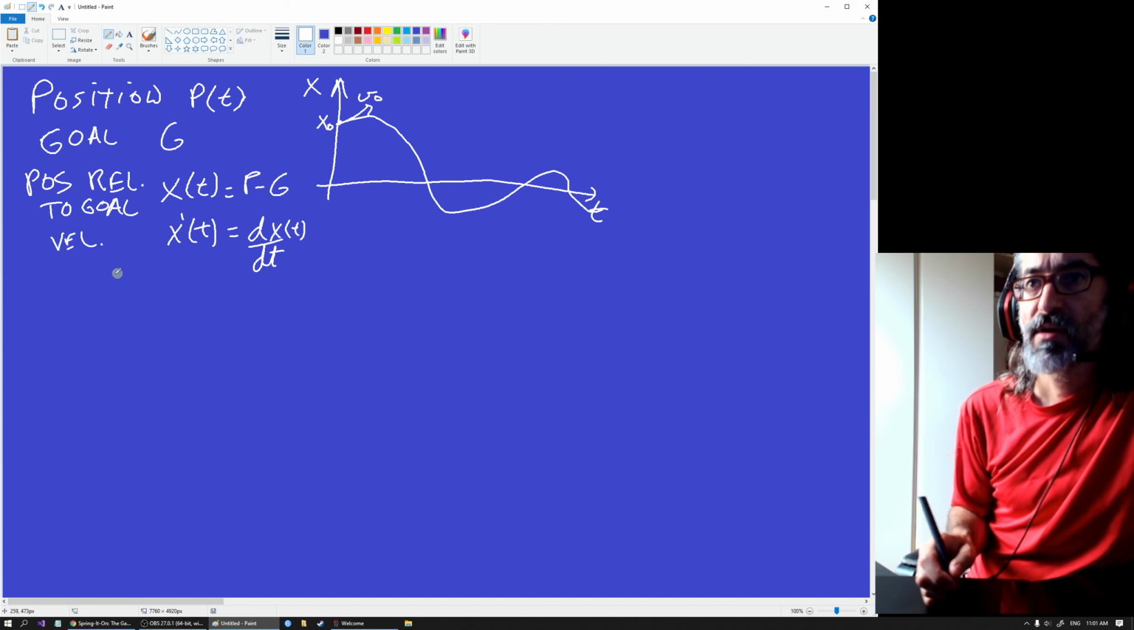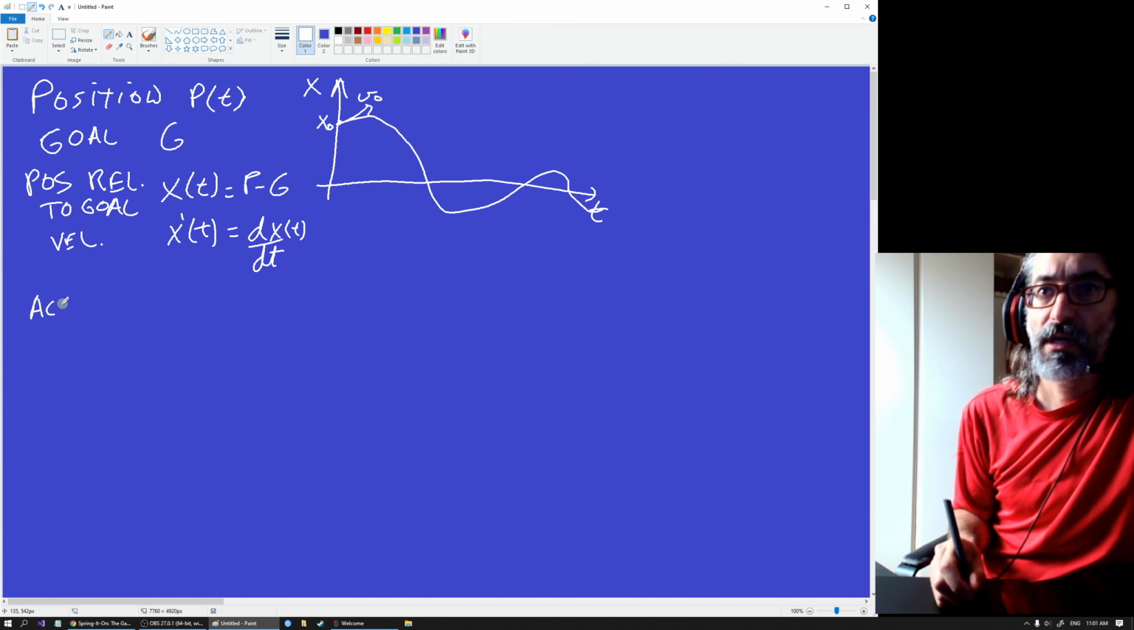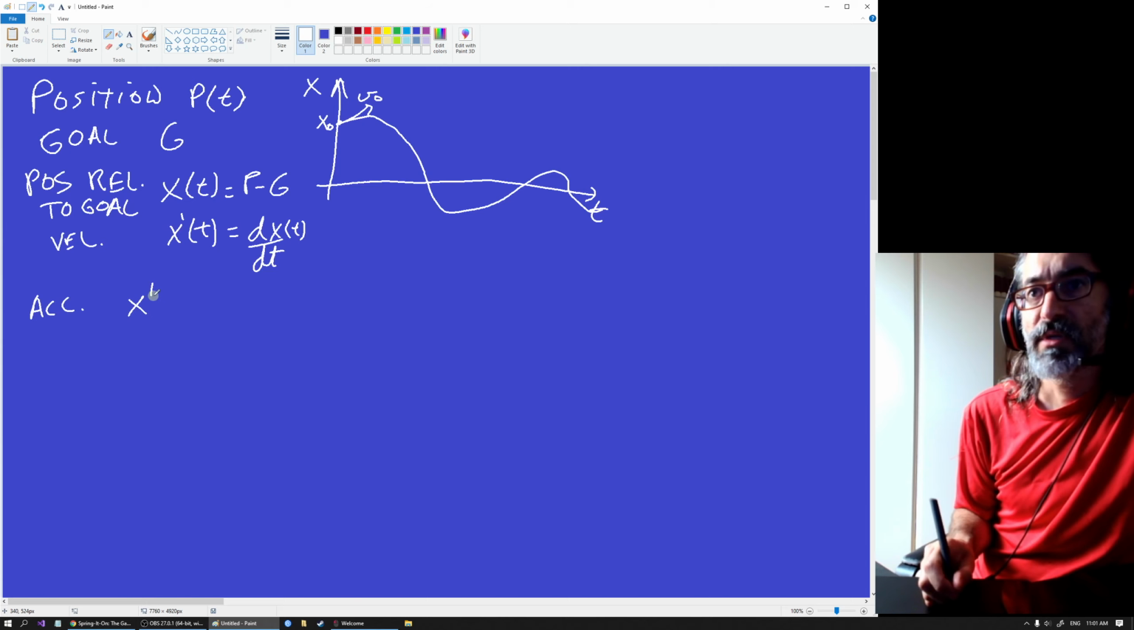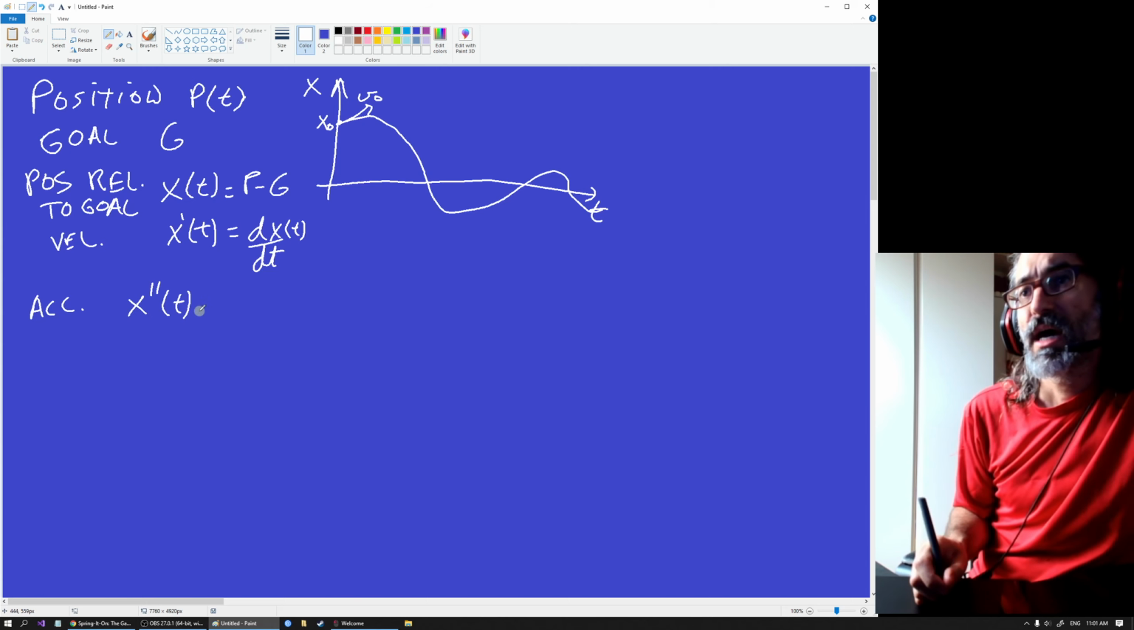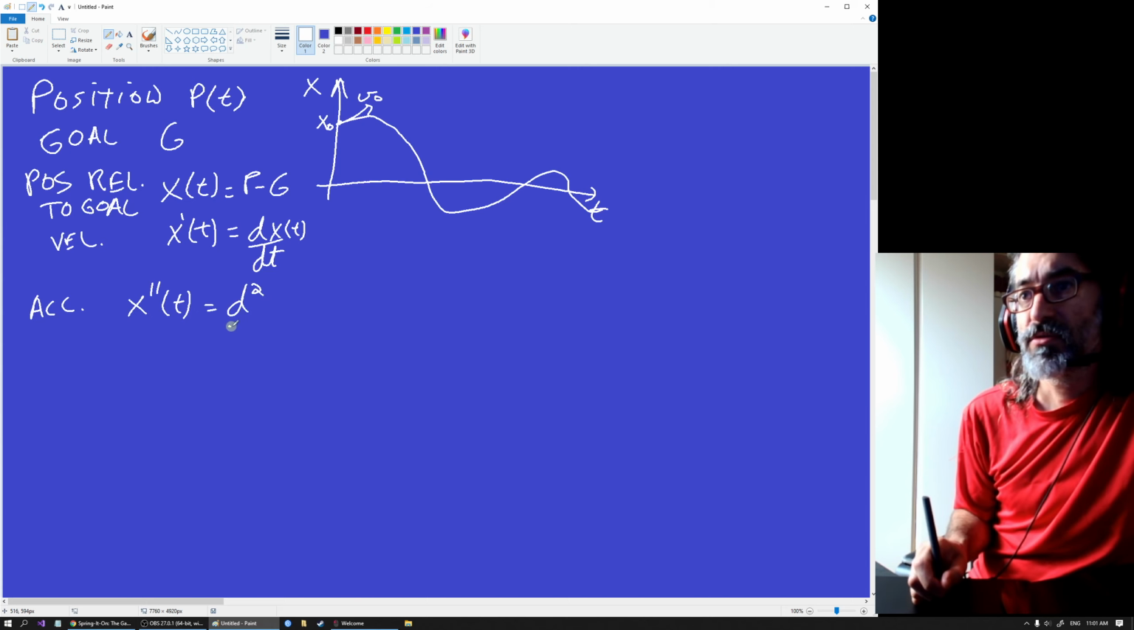So that's your velocity. And then there's the acceleration, which will be x prime prime of t. You can also say d2/dt squared of x of t.